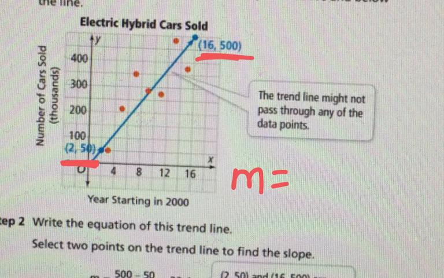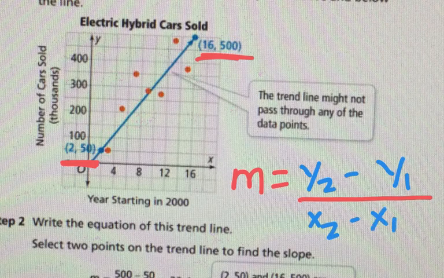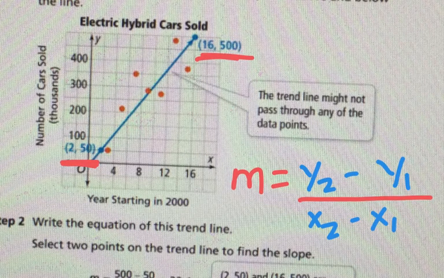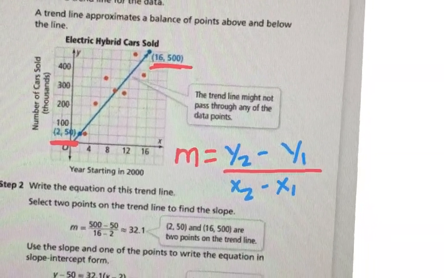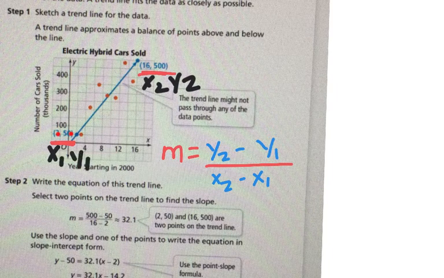So, do you guys remember the slope formula for a line? All right. What is it? Does anybody remember? Maybe not. It's y2 minus y1 over x2 minus x1. So what we're going to do is we're going to plug in these points into the slope formula. So I'm going to make this here my x2 and my y2, which is going to make this x1, y1.